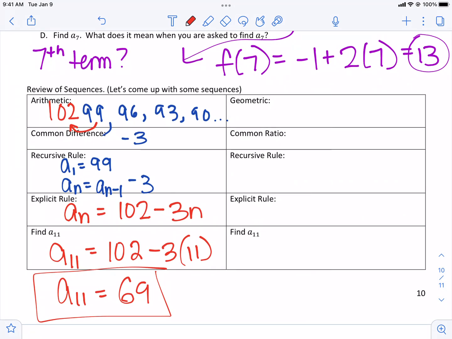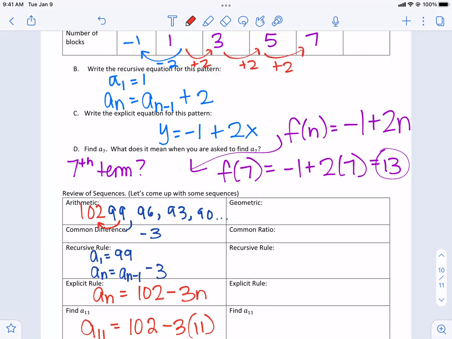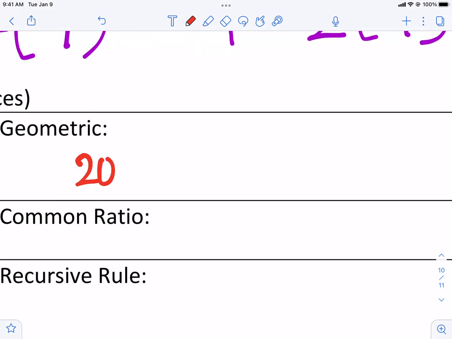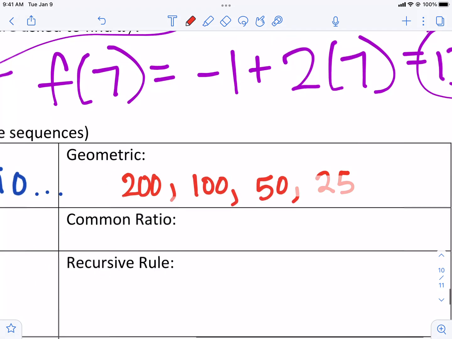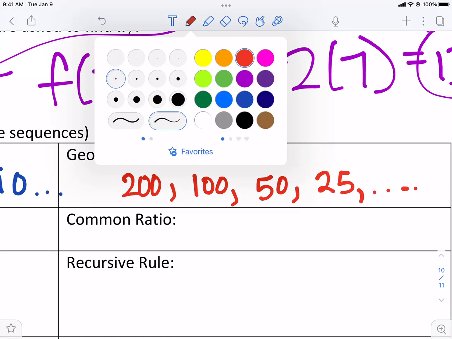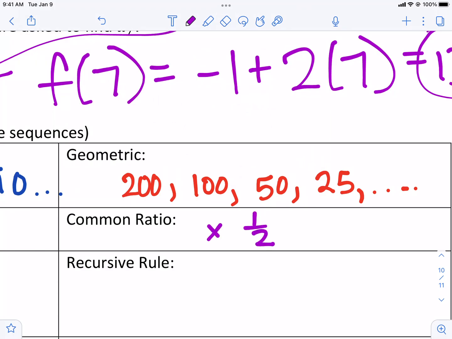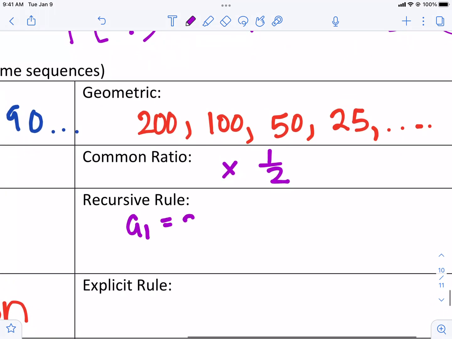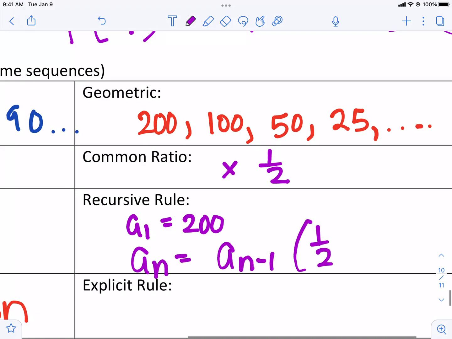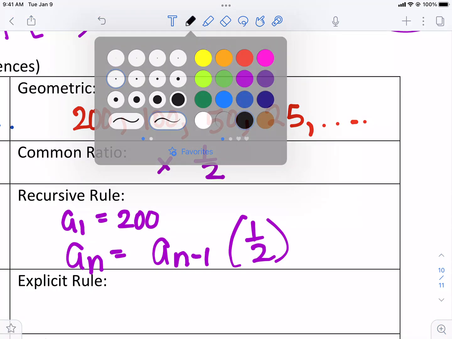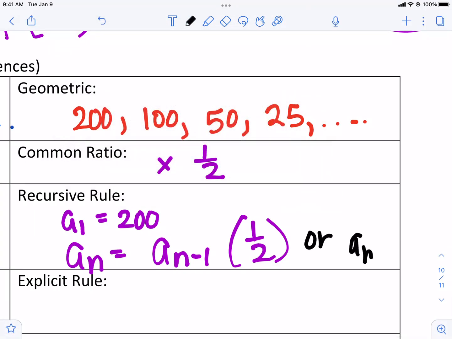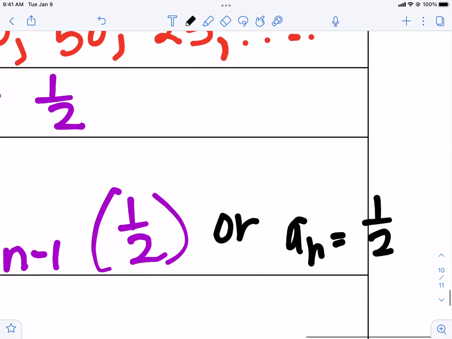Okay, let's do a geometric one. Let's do one where we're dividing by a number. So let's take 200, 100, 50, 25. All right, the common ratio, we can say divided by 2, but we're looking for a number that we're multiplying by. So this is multiplying by 1/2. So the recursive rule is our first term is 200. To find any number, we take the number before it and multiply by 1/2. Or you can write, to find any number, we take 1/2 of the number before it. So I squeezed that in there.